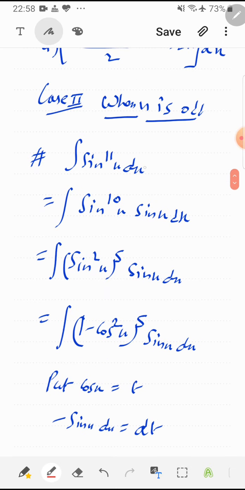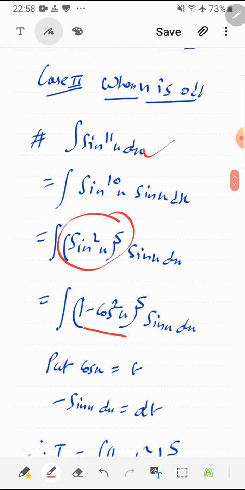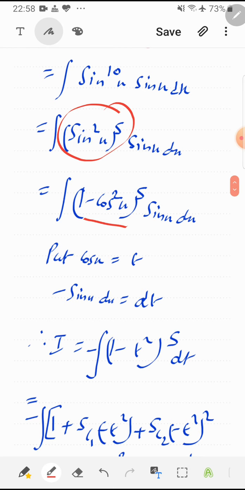How? Like if sine raised to the power 11x is there, we can write this as sine raised to the power 10 into sine. Then it can be written as sine square raised to the power 5, and sine square further can be written as 1 minus cos square raised to the power 5, so that I can put cos x as t, so that minus sin x dx is dt, and our integral reduces to minus 1 minus t square whole raised to the power 5 dt.